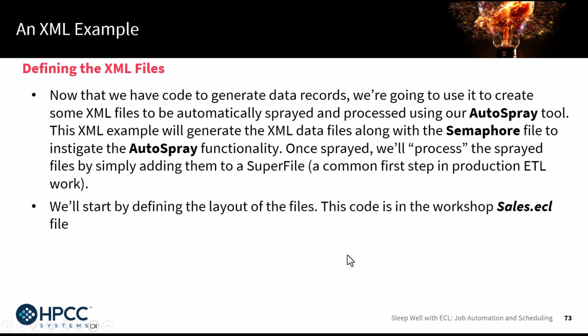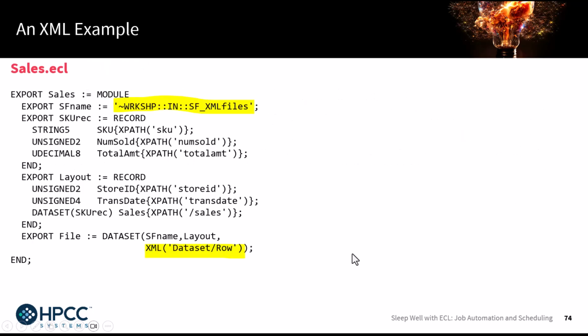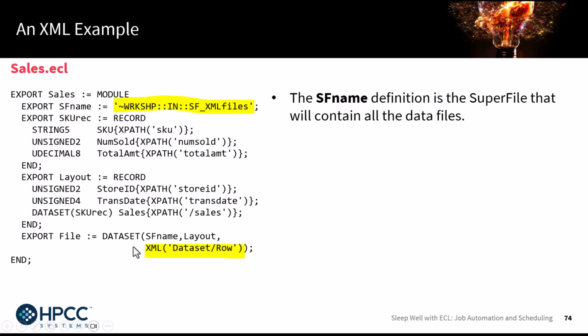All right, so let's start first of all, of course, by defining the layout of the files. We have a file called sales.ecl. This is the name of our super file here, marked in yellow at the top, and then, of course, at the bottom, the dataset definition. Here's our, once again, parent-child relationships, pretty much just defining what we had in memory and then applying it with XPath statements. Now, it isn't really required, but it's just kind of a best practice here by the author.